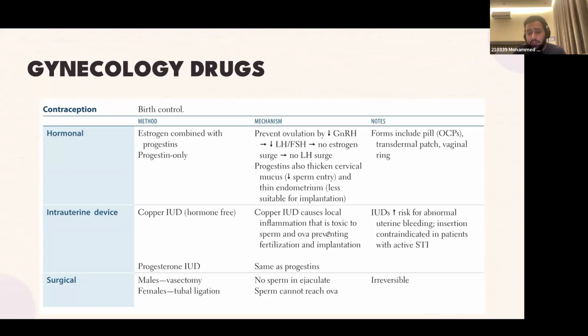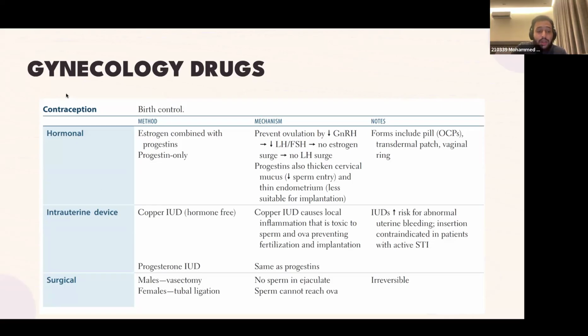Then you have the IUDs, intrauterine devices. There's one that's copper, and then there's one that is hormonal, which is progesterone. Now the progesterone IUDs act just like the oral progestins, same mechanism. Copper IUD basically induces inflammation of the uterus, so this will make it very toxic, so that implantation will never occur. And it's also toxic to the sperm and ova itself.